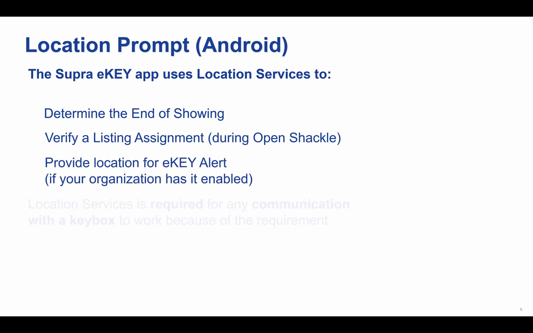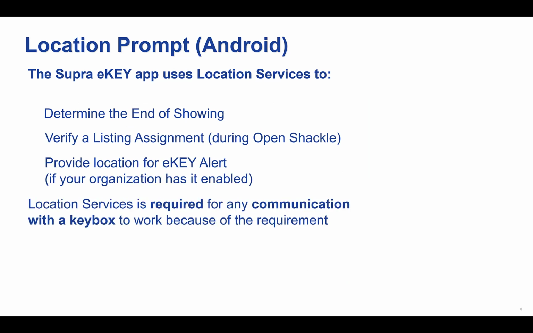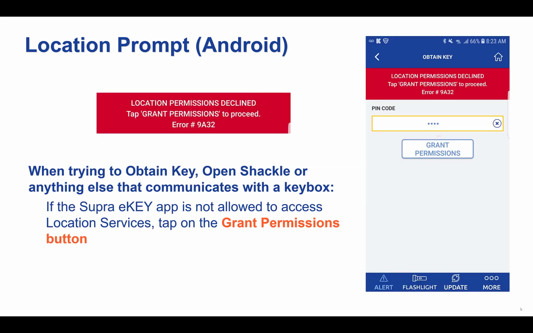The Super eKey app uses location services to determine the end of showing, verify a listing assignment during an open shackle, and provide location for eKey alert if you have that feature enabled. Location services is required for any communication with a key box to work because of the requirement by Google. When trying to obtain key, open shackle, or anything else that communicates with a key box, if you get location permissions declined, tap Grant Permissions to proceed.